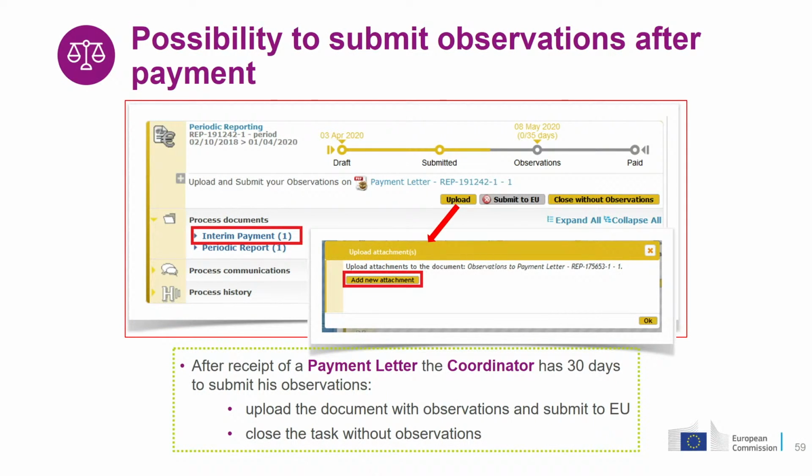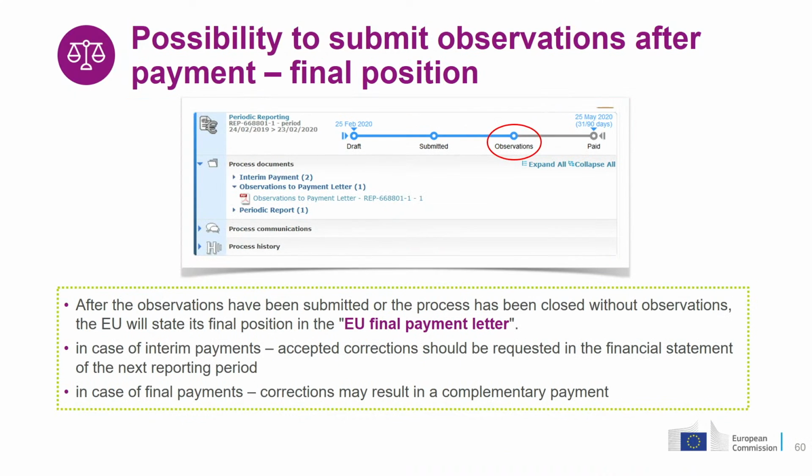And once you submit, you can be requested to give information, but you can already receive a payment. In that case, if you don't exactly agree, or if you have some observation to submit concerning the payment, you can upload your observations with a document. Or you can say that you are happy with the outcome and close without observation. Still, even if you don't make an observation, there will be the final position of the Commission.